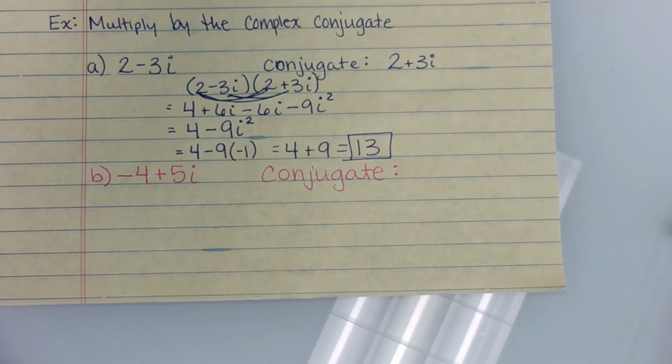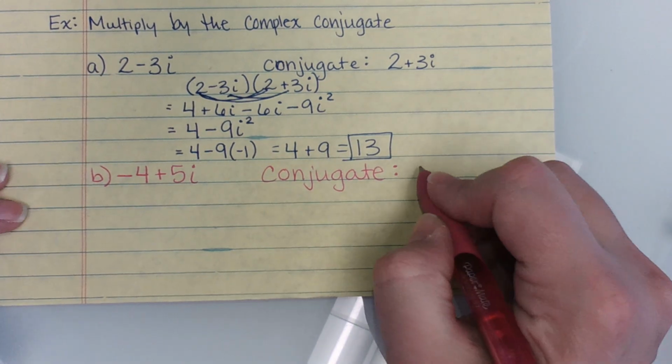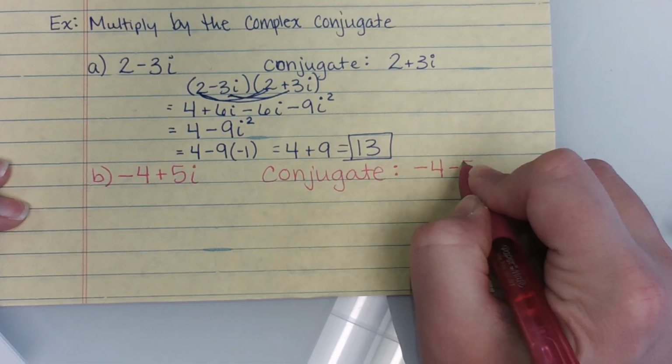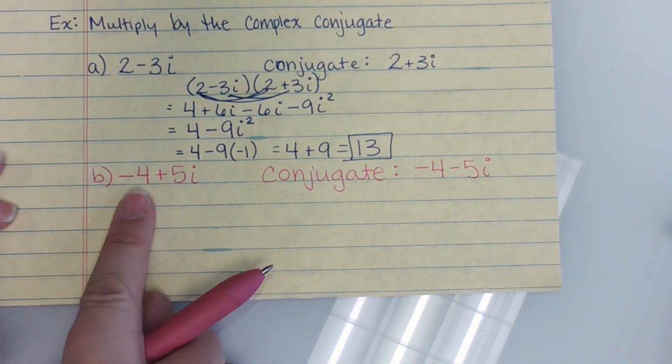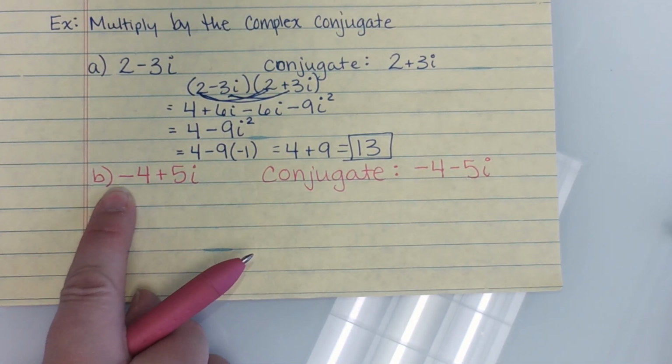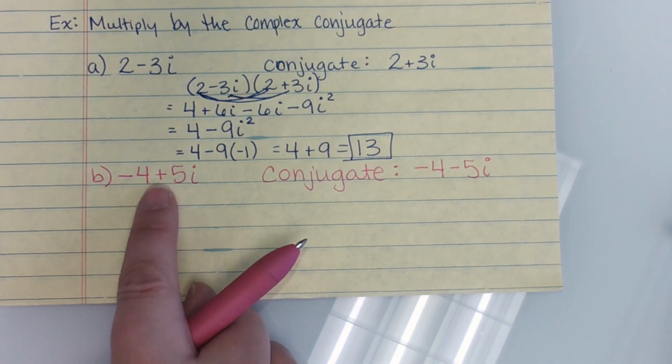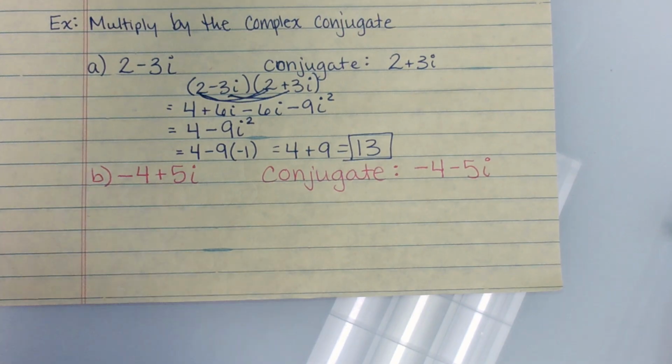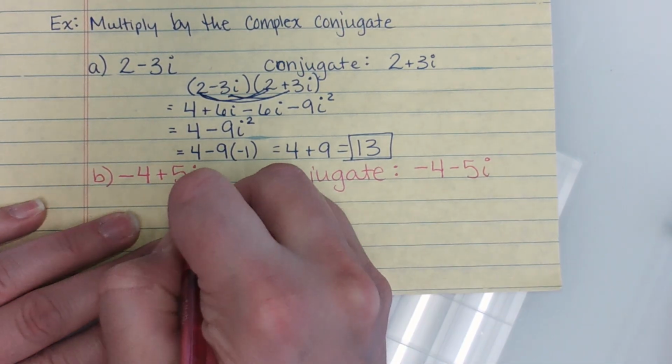What's the conjugate of this? Negative 4 and negative 5i. Yes. Far too often, when I ask people for the conjugate of one like this, they look at that negative and they say, okay, it's positive 4 minus 5i. Now, the conjugate only changes the middle. So, please be careful with that.